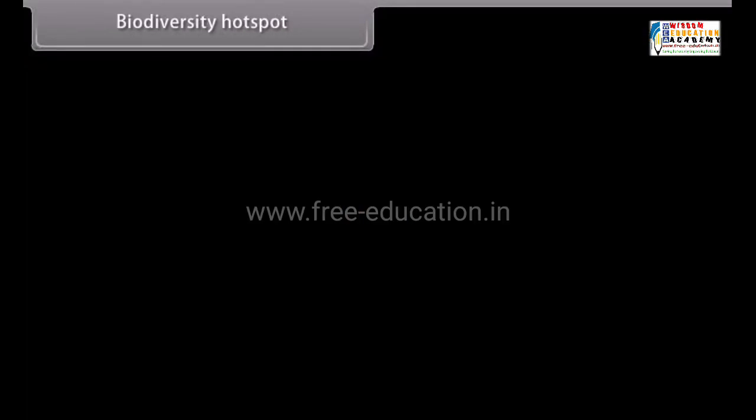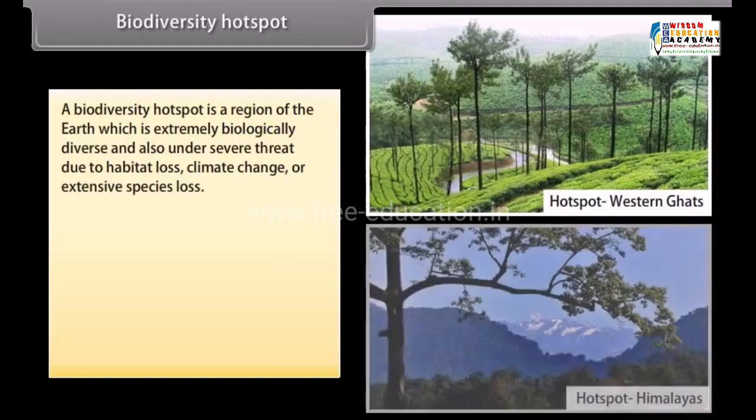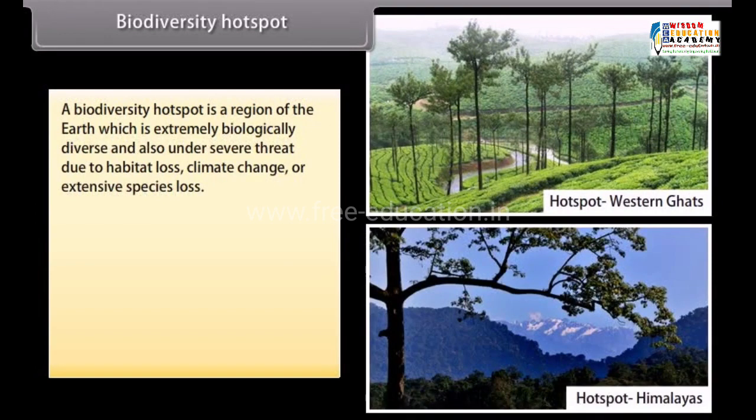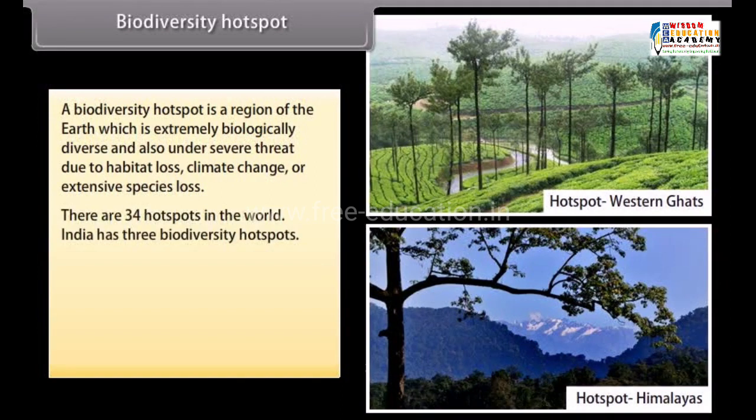Biodiversity hotspot. A biodiversity hotspot is a region of the earth which is extremely biologically diverse and also under severe threat due to habitat loss, climate change, or extensive species loss. There are 34 hotspots in the world. India has 3 biodiversity hotspots. They are Western Ghats, Himalayas, and Indo-Burma region.